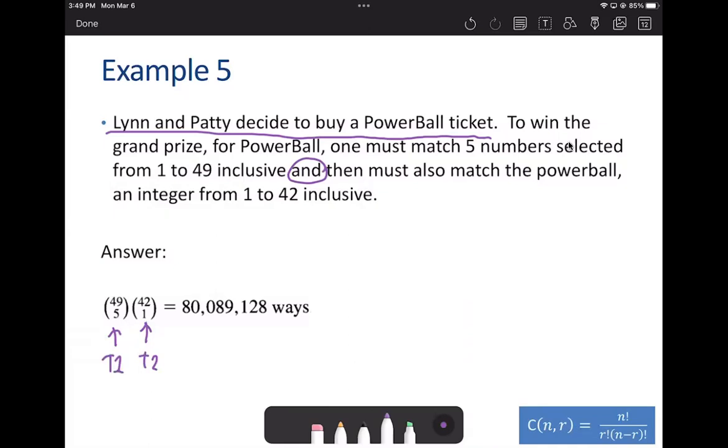Okay, since you have to do both of this, and as you can see here, merong and dyan. So we are going to use the product rule. Okay, where in the T1, this is basically equivalent to combination of 49 taken 5 times the combination of 42 taken 1. Right? So saan ba nanggaling yung combination of 49 taken 5? Kasi sinabi nito na 5 numbers from 1 to 49. And yung combination of 42 taken 1 naman is an integer from 1 to 42 inclusive.